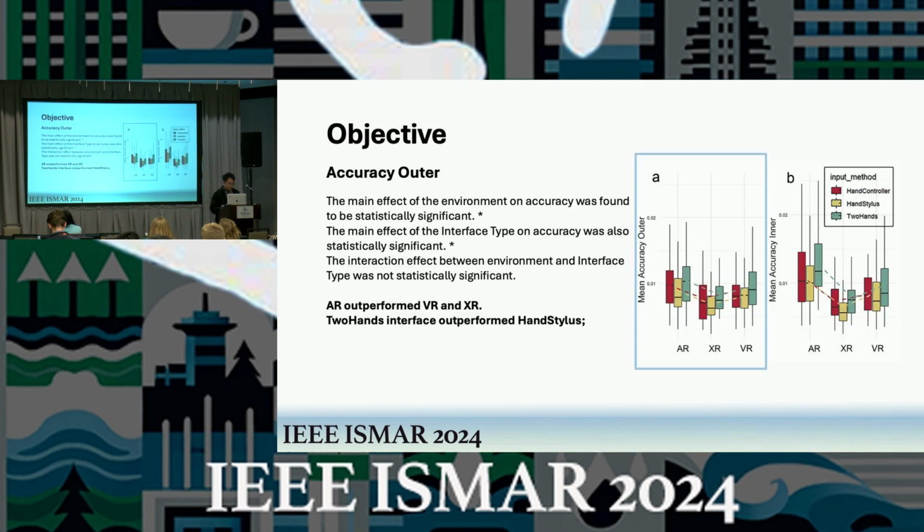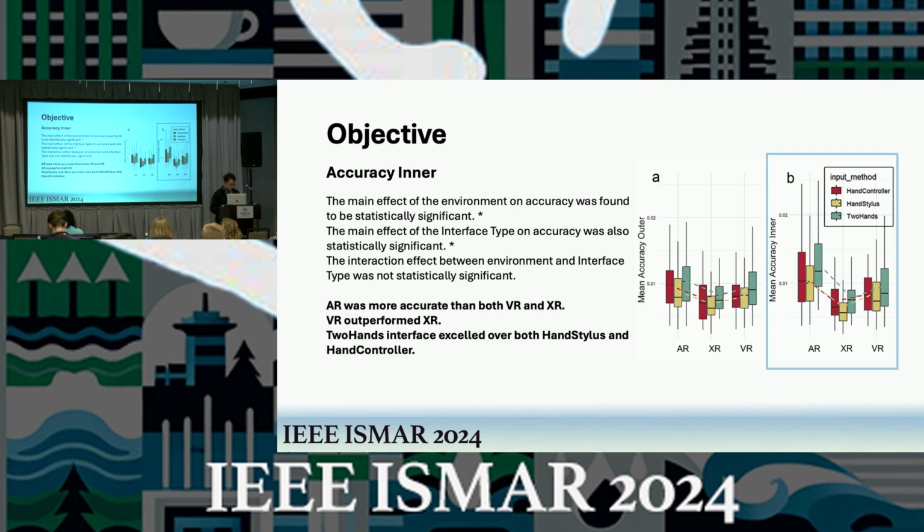Let's first look at the objective data, the accuracy on the outer wall. We found the environment and interface type influence the accuracy individually. Specifically, AR outperforms VR and XR, and two hands outperform hand stylus. We have similar results in the accuracy on the inner wall. AR outperforms VR and XR. Additionally, VR outperforms XR. Regarding the interface type, two hands outperform both hand stylus and hand controller.